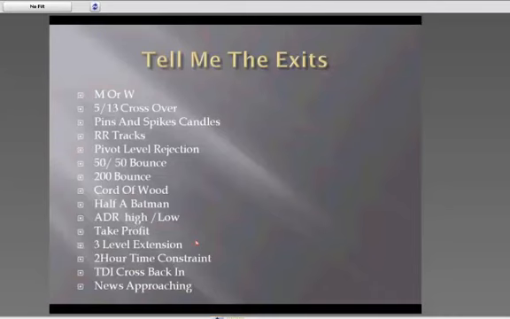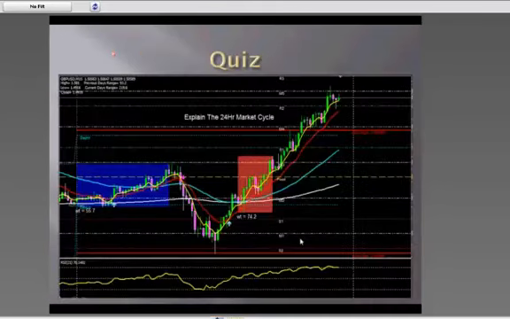That is an exit. You catch the low of the day, U.S. session reversal, back into the range, it goes sideways, get out. Half a Batman, yes. ADR high-low. How about this? Take profit. You hit your 50, you're done. 3-level extension or 3-level correction, yes.